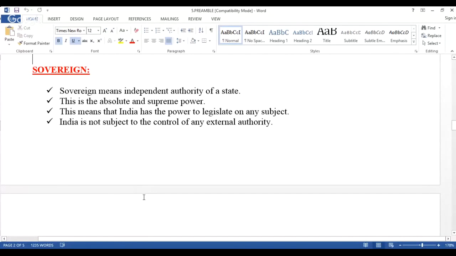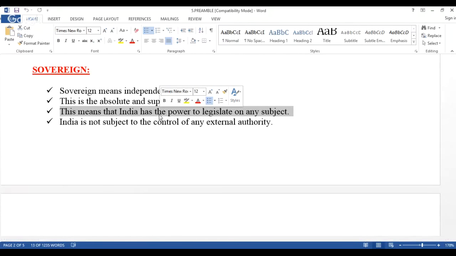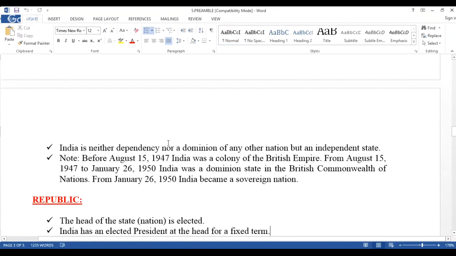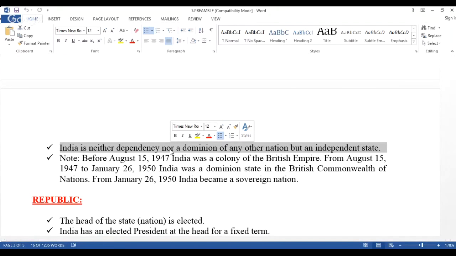Meaning is simple: independent authority of the state to take the decisions. This is absolute and supreme power. This means India has the power to legislate on any subject. We can make an act on any subject. Nobody can question us. India is not subjected to the control of any external authority. We are completely independent. We decide what exactly we require. Next, India is neither a dependency nor a dominion of any other nation but an independent state. Hope you understood this. Very, very important.